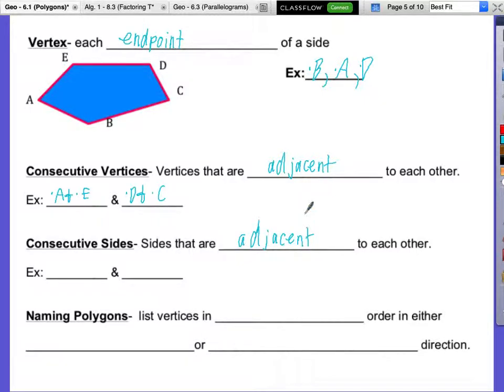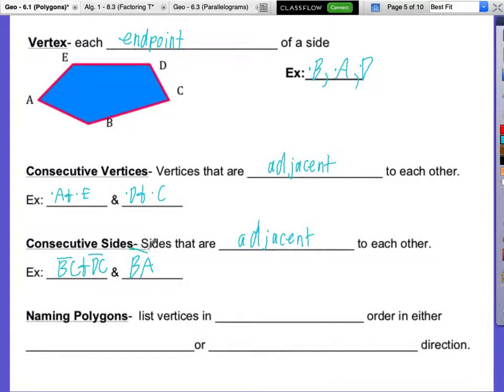Somebody give me an example of consecutive sides here. Sophia. Side BC. Okay. Side BC and side DC, okay? So this side right here, and this side over here, those would be consecutive. Somebody give me another pair of consecutive sides here. That would be an example. Okay? Nick, thanks for raising your hand.